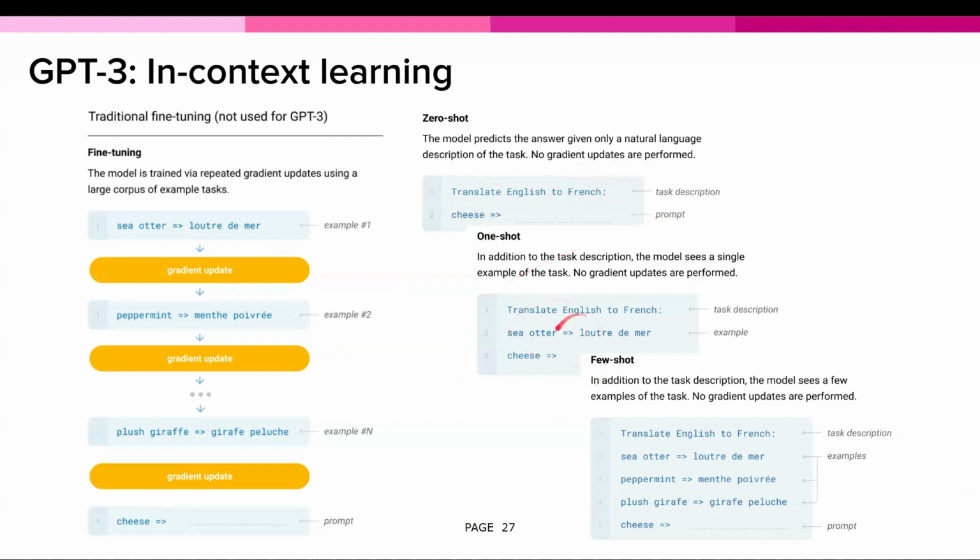And then in one-shot learning, the model is given a single example. So for example, sea otter should be l'autre de mer. Now you ask it, okay, what's cheese? It'll tell you fromage. And then in few shot learning, it receives a handful of examples that establish the task's pattern before making a prediction. And so in each case, GPT-3 uses the prompt context alone to infer what it needs to do.